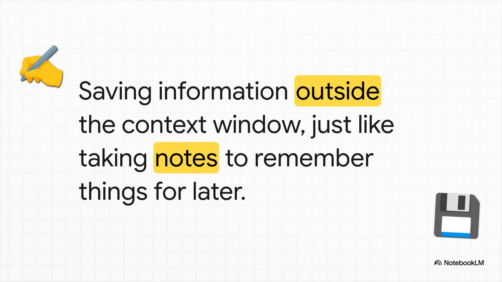First up, we have writing context, and this is pretty much what it sounds like. It's about giving the agent an external place to save stuff. Think of it like a digital notepad. So instead of trying to cram every single detail into its limited working memory, it can just offload it, jot it down, and refer back to it later, just like we do.